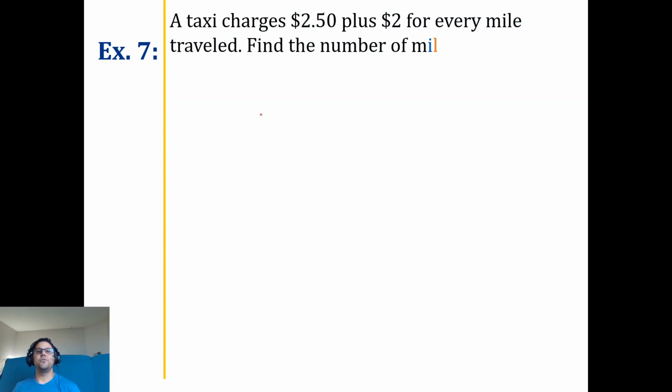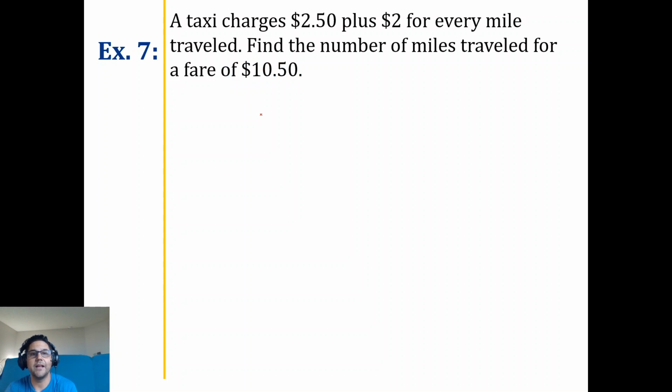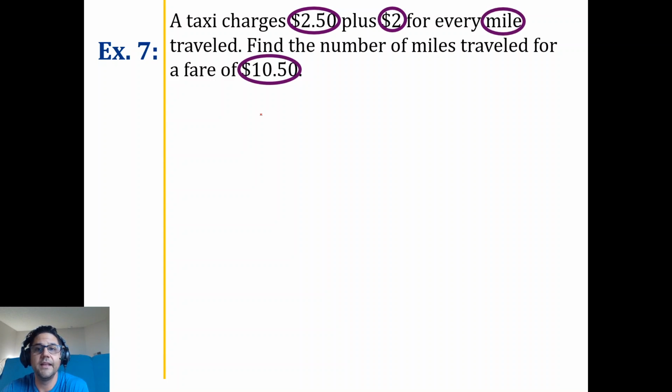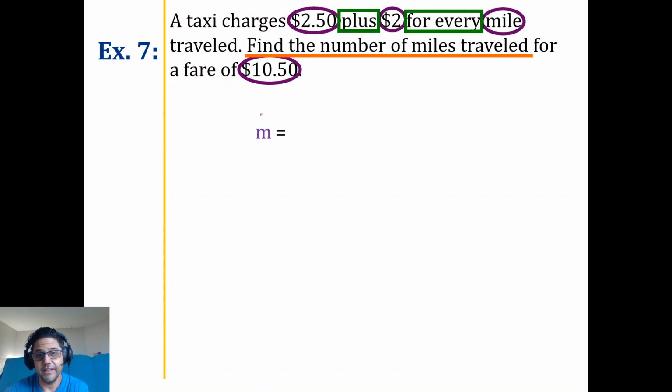A taxi charges $2.50 plus $2 for every mile traveled. Find the number of miles traveled for a fare of $10.50. Ooh, this is very similar to an 8th grade problem that they did back when they were solving equations. They had it a little bit more complicated, which means they had to do some more work, but it was really close to this. So $2.50 plus $2 every mile. That would kind of be the "is" $10.50. Find the number of miles traveled, maybe letter M. So let's solve for M.